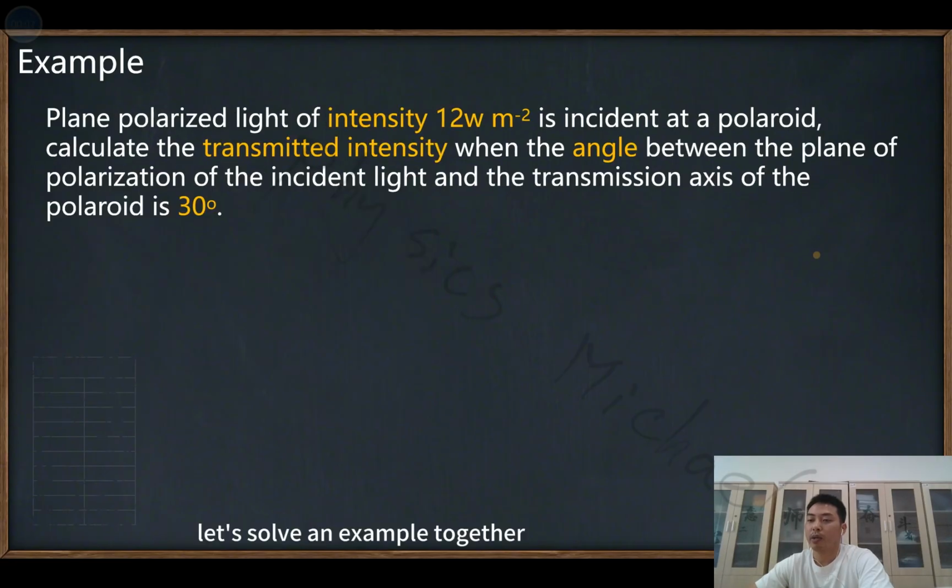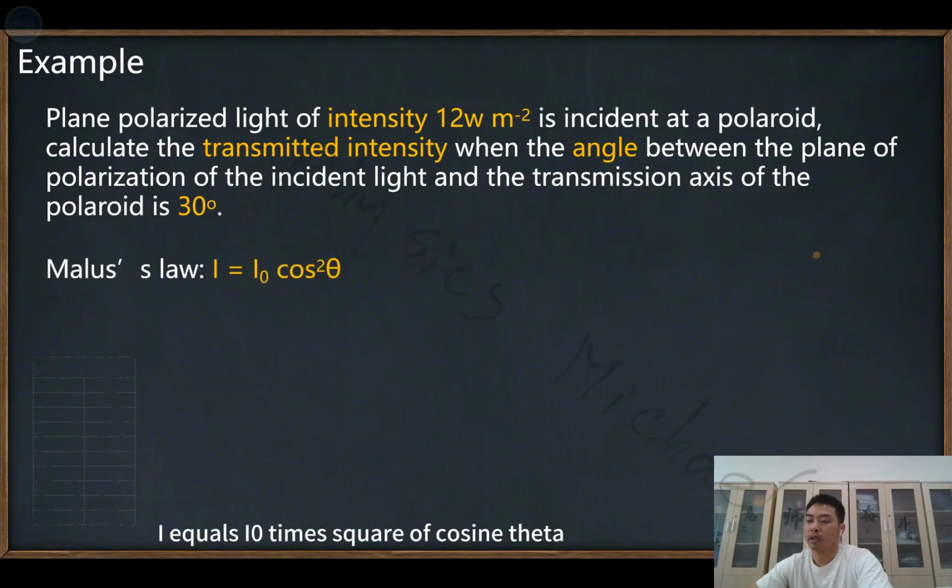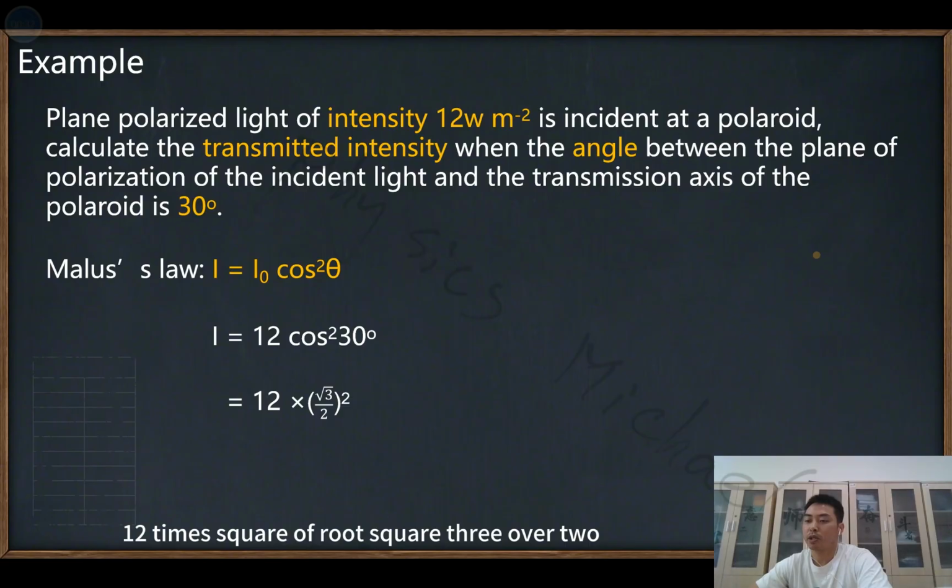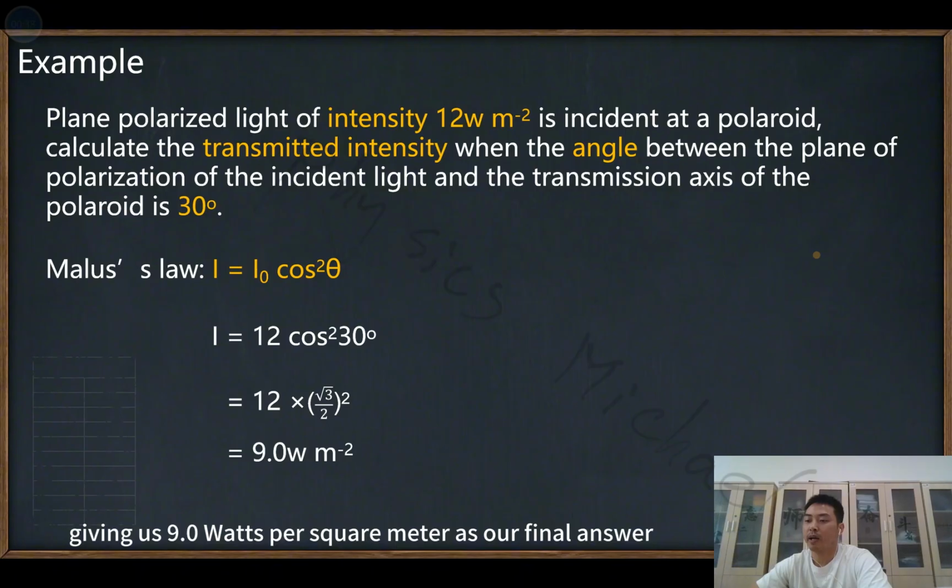Let's solve an example together. Imagine we have plane polarized light with an intensity of 12 watts per square meter hitting a Polaroid. The angle between the plane of polarization of the incident light and the transmission axis of the Polaroid is 30 degrees. What is the intensity transmitted? Using Malus's law, I equals I0 times cosine squared theta. Plugging in our values, 12 times cosine squared of 30 degrees, which equals 12 times the square of root 3 over 2, giving us 9.0 watts per square meter as our final answer.